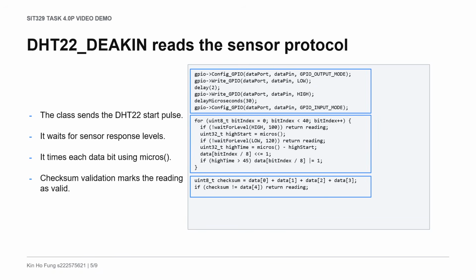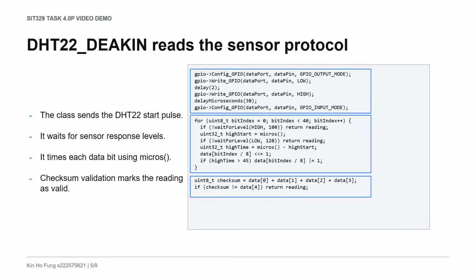This slide explains the DHT22 sensor class. The first highlighted block sends the DHT22 start signal. The data pin is configured as output, pulled low, released high, and then changed back to input.